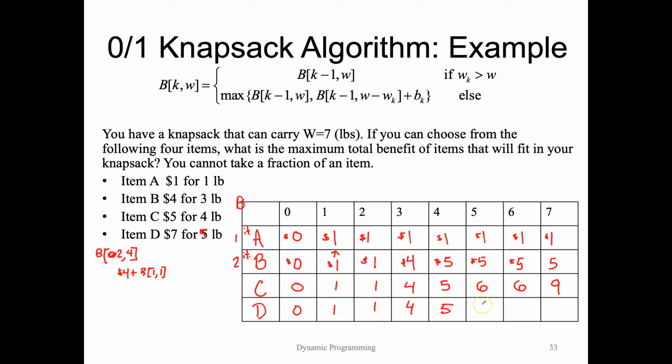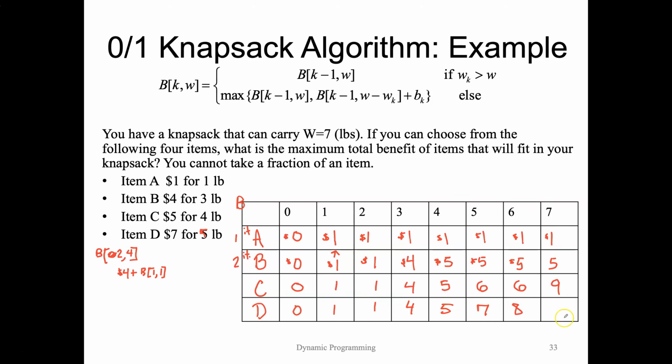Okay, now that we can carry 5 pounds, what should we do? If we don't take item D here, we get $6. If we do take item D, we get $7. And then we don't have room for anything else, but $7 is better. And then here, if our backpack can hold 6 pounds now, without taking item D, we get $6. If we do take item D, we get $7, plus we have 1 pound left over, and we can get $1 out of that remaining pound. So that means we get $8.